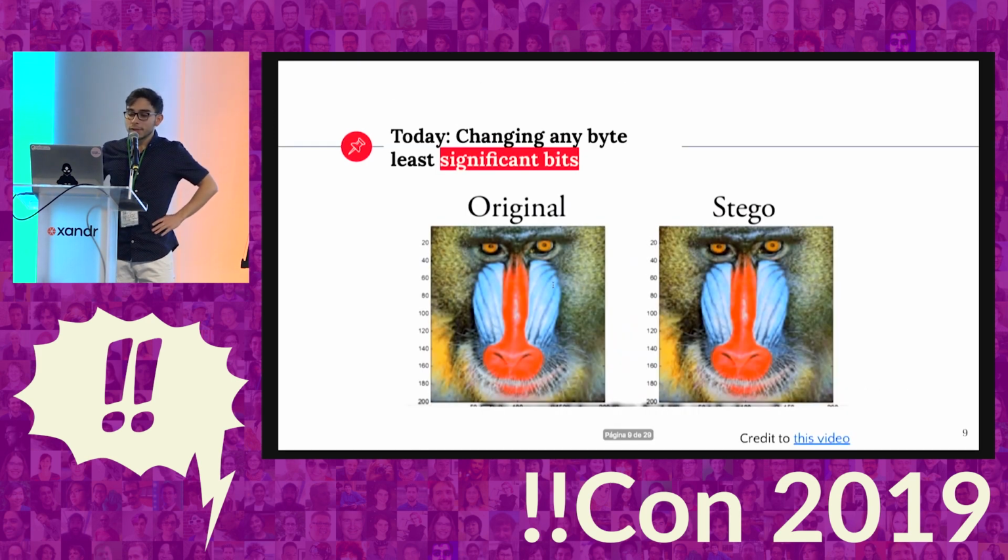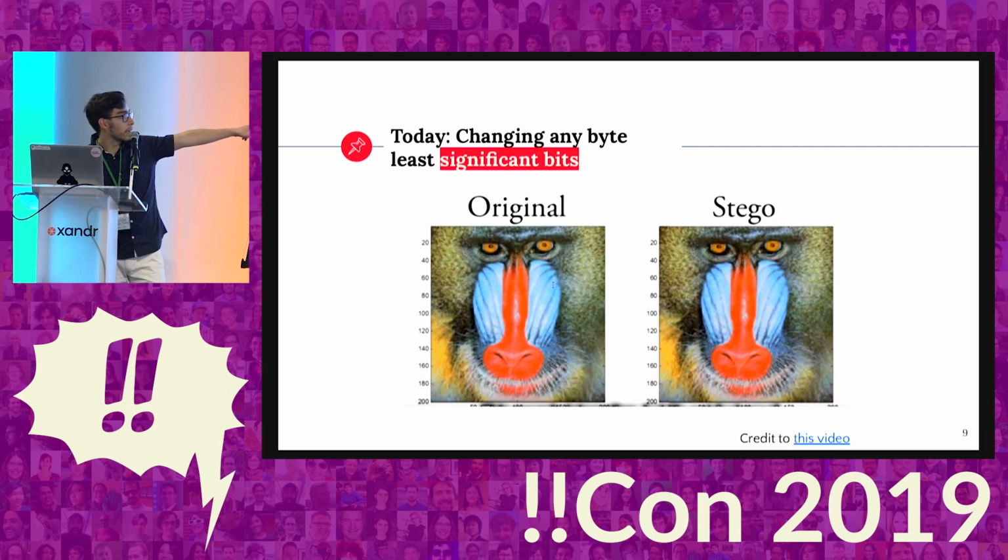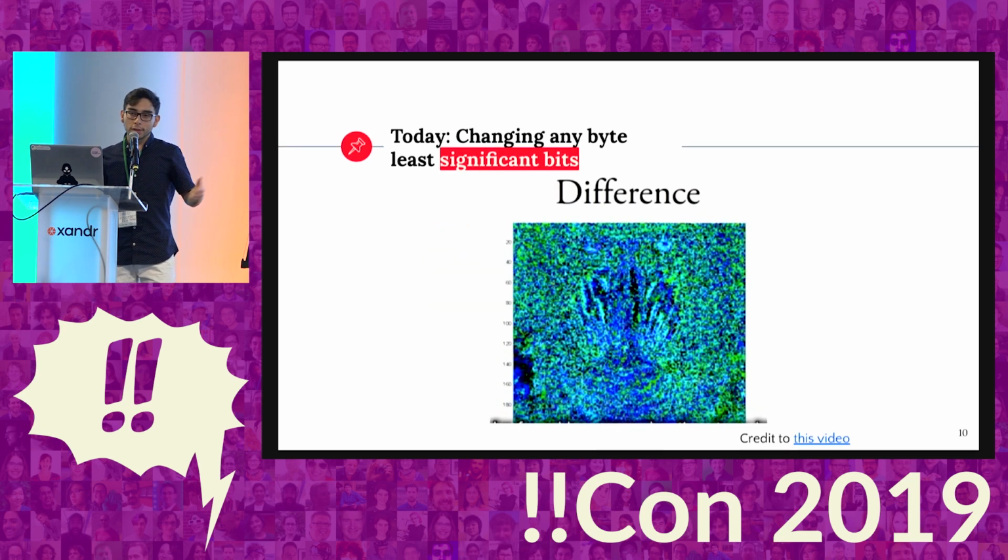Another modern use is with images, where you can change the least significant bits to put any kind of information there. Here we have the original image, and then the stego image. As you can see, to the naked eye they look pretty much the same, but if you calculate the difference, there actually is something there. It could be noise, but it can also be useful, secret information.